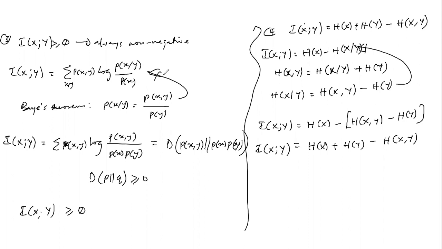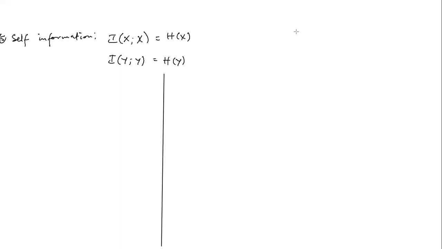So one more property we'll look at is self-information, okay? That's property five, self-information. So this is the mutual information of X by observing X. It's also the same as the mutual information of Y by observing Y. And we observe that this is the same as H(X) and this is the same as H(Y). Now we can easily show this. So we're going to split this board. So let's split.